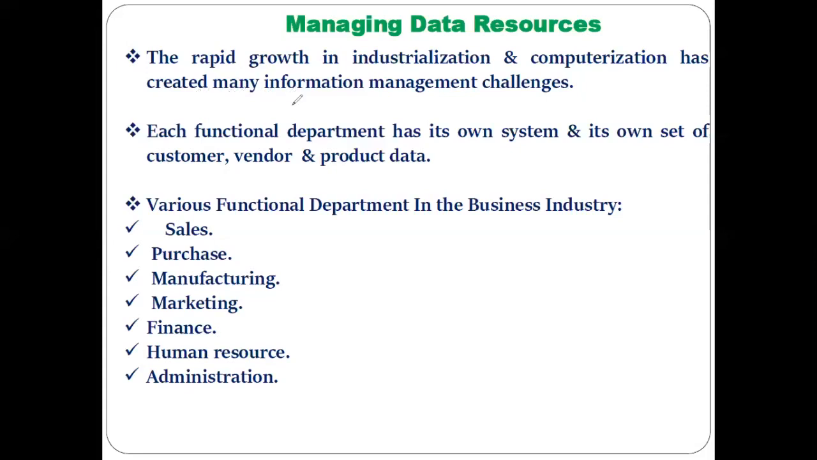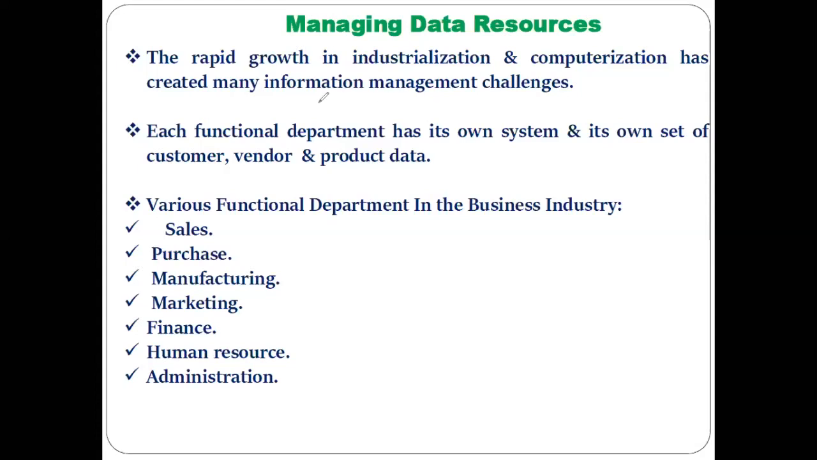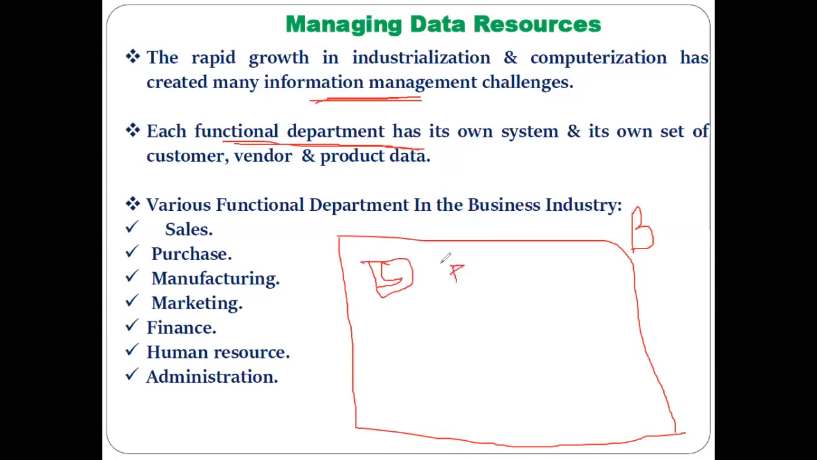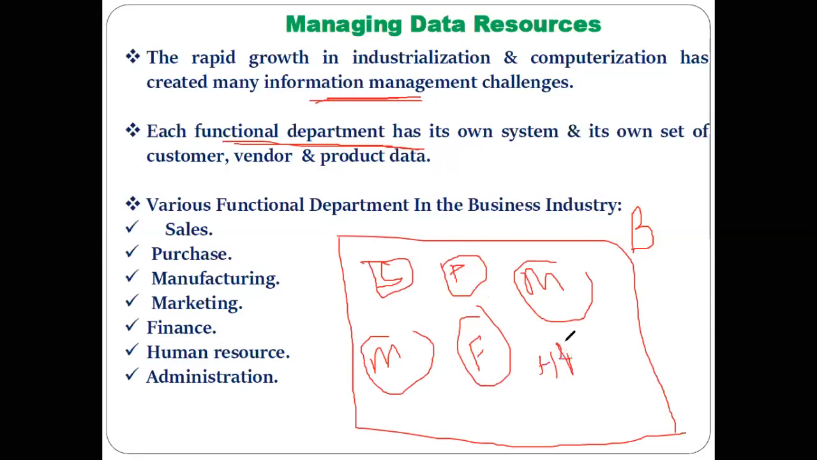Yes. Okay. So in the case of the information system, our main resource is nothing but the data. And as the data is increasing in high amount, our main challenge in front of information system management is managing this huge amount of data. Now you can see in any business or any industry, there are different functional departments. Functional departments in the sense, there is the sales department, then the purchase department, then the manufacturing department, marketing department, likewise finance, HR department, administration, etc. These are all referred to as the functional departments of a certain industry or business.